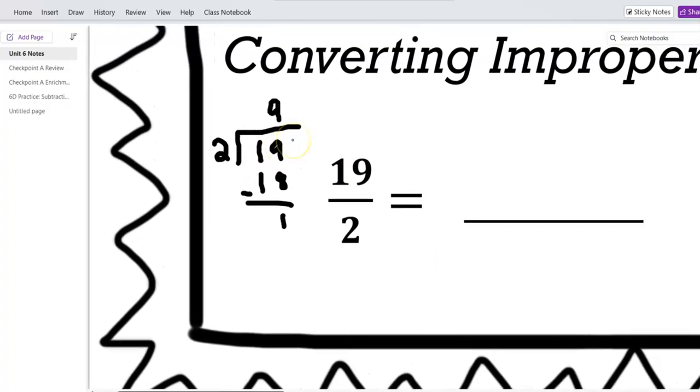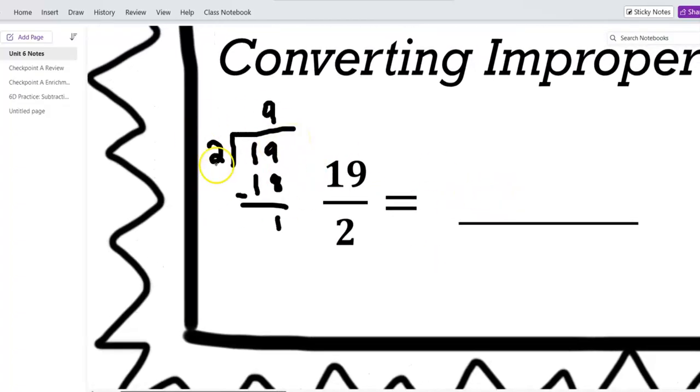And so we can now create our mixed number out of this. Now, normally when you divide decimals, you would put a decimal point, bring down a 0, because we still have a remainder down here. When it comes to fractions, we're fine with the remainder. The remainder is just our numerator.